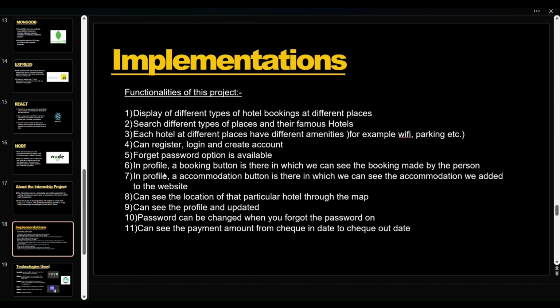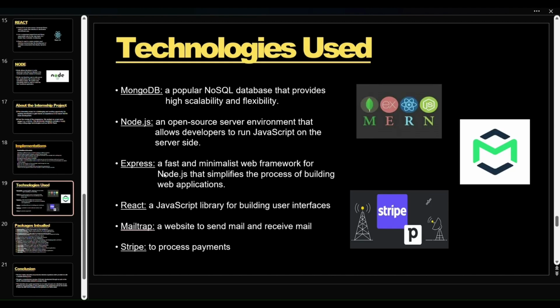We can see the payment amount from the check-in and check-out dates in the database. Technologies we used are MongoDB, Node.js, Express, React and Mailtrap. Mailtrap is a website to send and receive mail and for email testing, which enhances development productivity and ensures reusability of email functionality in the web application. And Stripe to process payments, a simple process for accepting online payment in a web application.